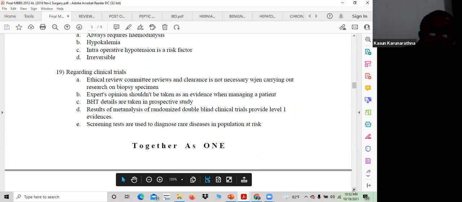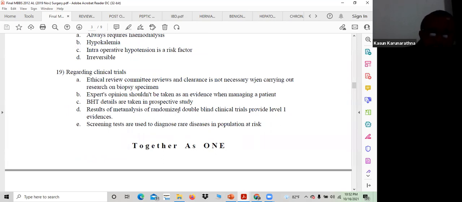Regarding clinical trials, ethical review committee review and clearance is not necessary when carrying out research on biopsy samples. False. Experts' opinion shouldn't be taken as evidence when managing a patient. That's false. Evidence-based medicine means you take this experience as well. Data are taken prospectively. No, it's using retrospective studies.